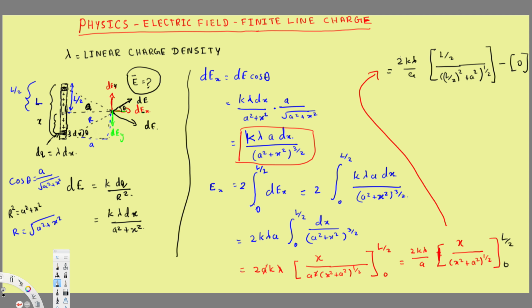Also here I can cancel this 2 and this one, so we will be left with k lambda L over a times 1 over ((L by 2) square plus a square) power half, and that is our final answer, and that is in the x direction. So we can say E is equal to this one in the x direction, and let's box this one. This is our final answer.